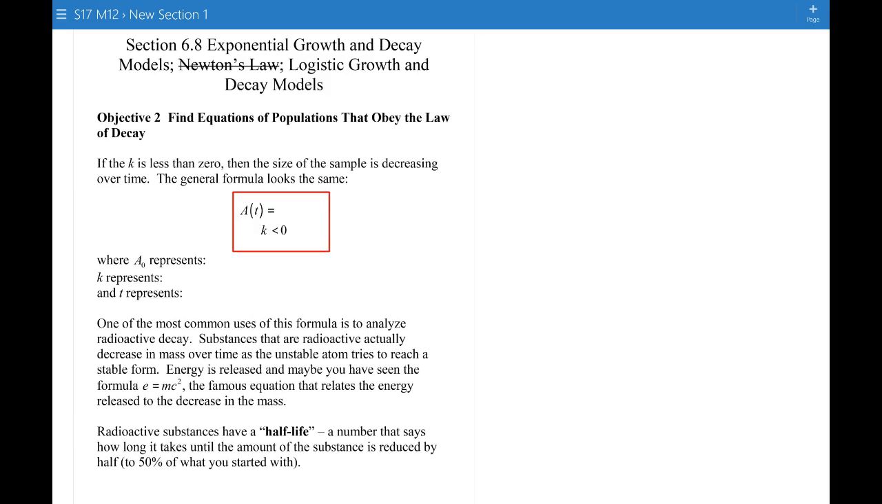Okay, so then objective 3 is law of decay. So let me make a separate movie for that because it's kind of a different topic.